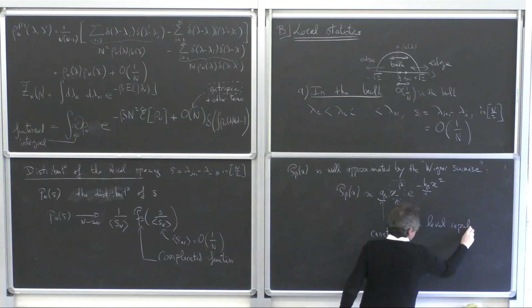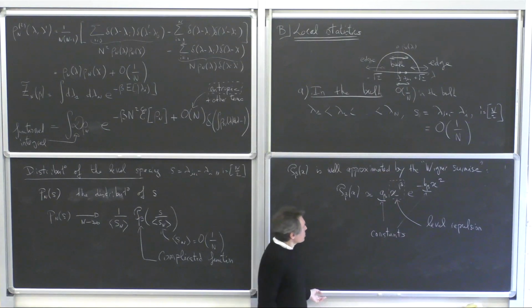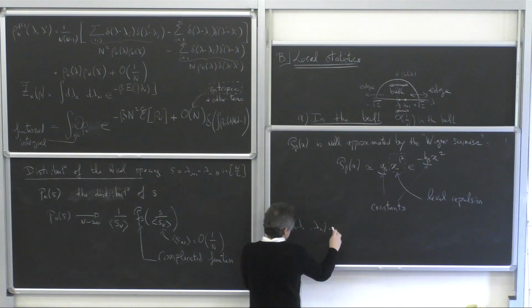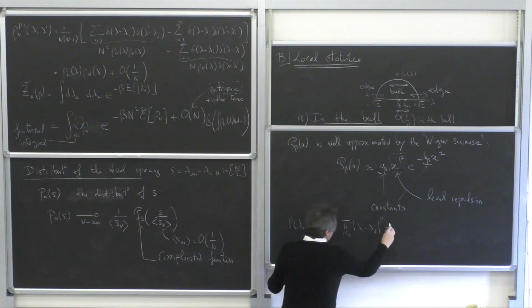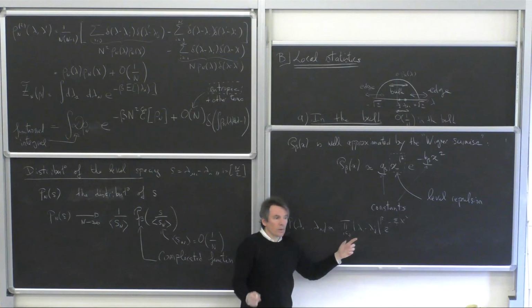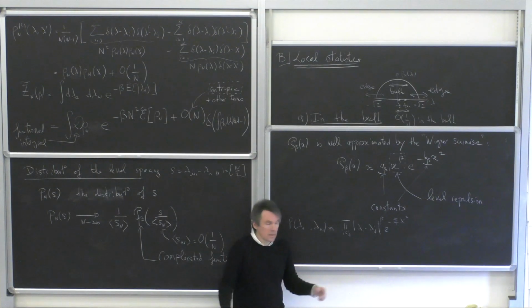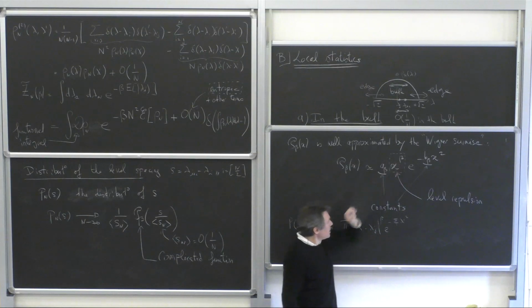You see that this level repulsion depends on beta. This is not so surprising because you remember that the density of the eigenvalues already has this factor. It's proportional to this product. So it's clear that when you try to have two particles which get very close to each other, as was already discussed, this probability vanishes as the distance between the two to the power beta. So that's what you find here.